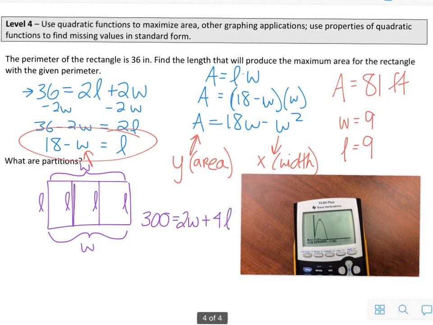And each of these is called a partition. So if we have 2 partitions, it would look like this. If we have 3 partitions, we would have 3 lines coming down. And that will be helpful on your practice.